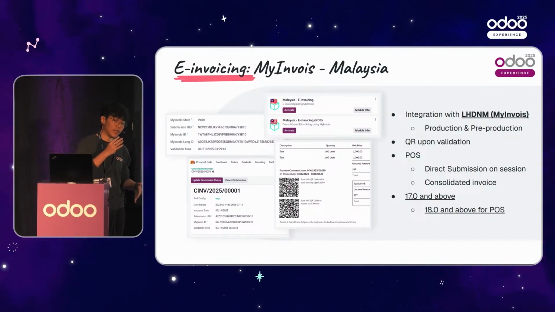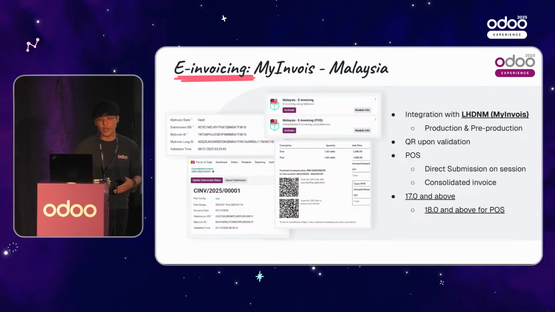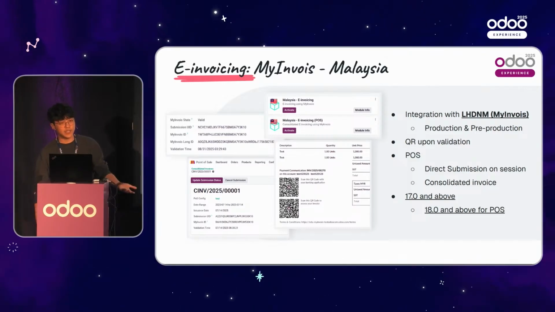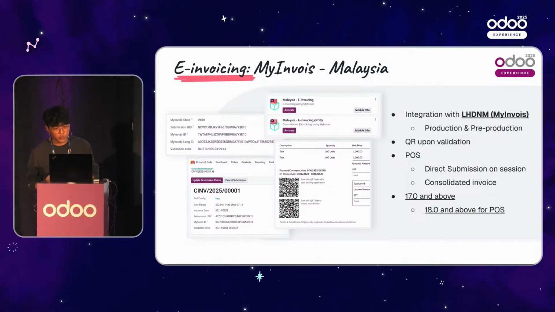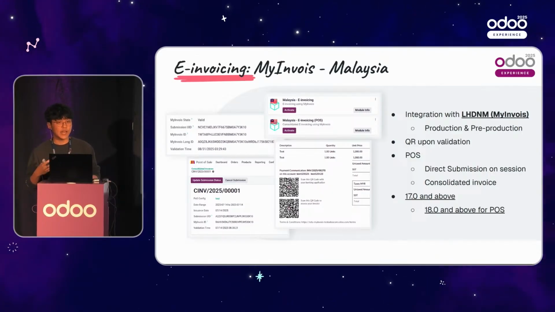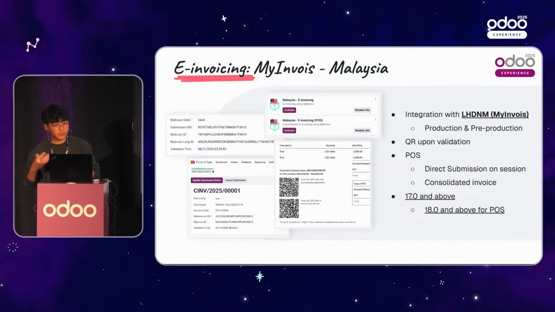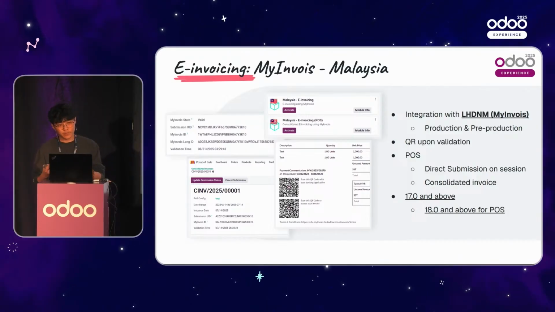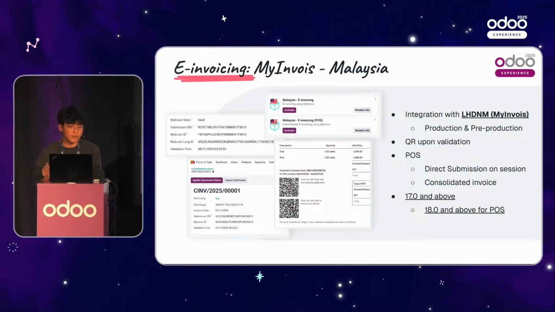We initially released it, and then intermediary versions were released. We added additional value-added features, where upon validation, a QR code is displayed on the PDF invoice of Odoo. We also now support the flow in POS. So in the POS, directly on the session, you can submit the e-invoice, but you can also generate a consolidated e-invoice, which is specific to MyInvois.